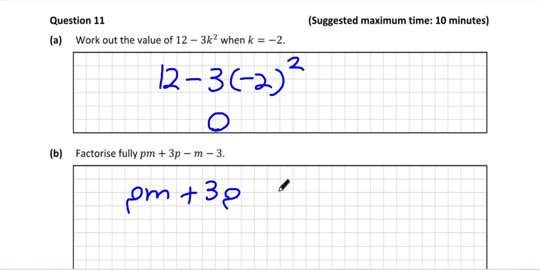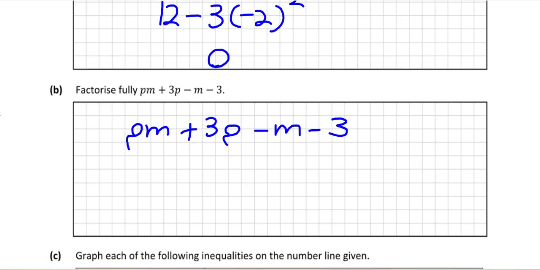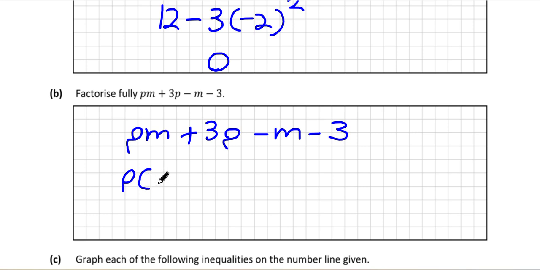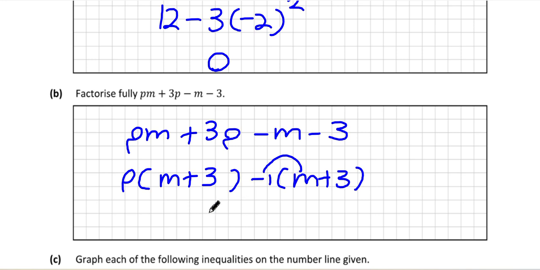Done a lot of this with me. What can you take out of the first one? Shh. What can you take out of the first one? p. Take out p. What do you get left over? m plus 3. Cheat code. What's the cheat code? It has to be the same over here. What number goes on the outside that multiplies m and turns it to minus m? And then your final answer.